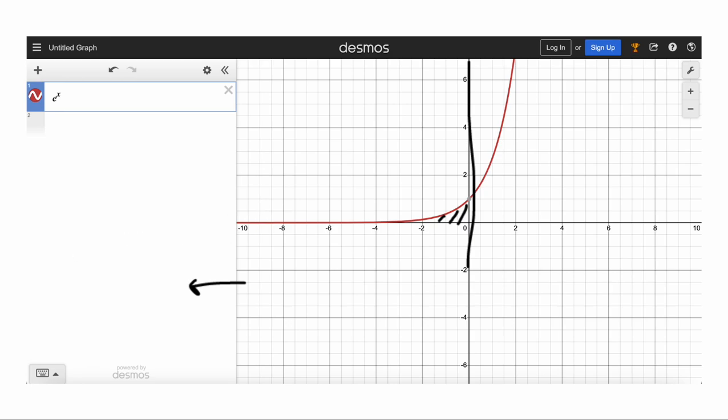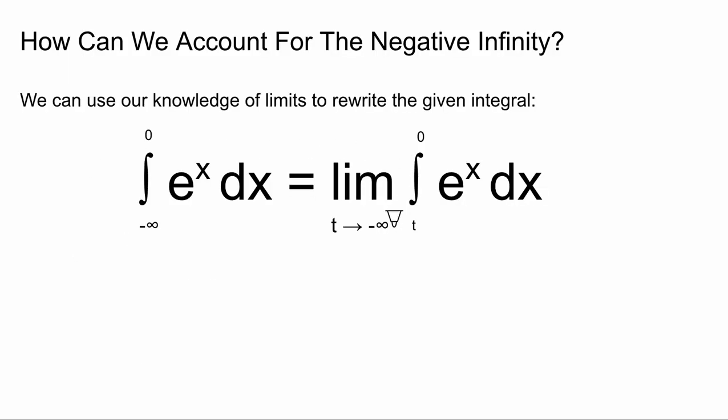So how do we address that negative infinity? We can use our knowledge of limits to rewrite the given integral. We would use a limit statement where t is approaching negative infinity and then swap out that negative infinity for t. And now when solving this right here, we can treat this t as if it were a constant.